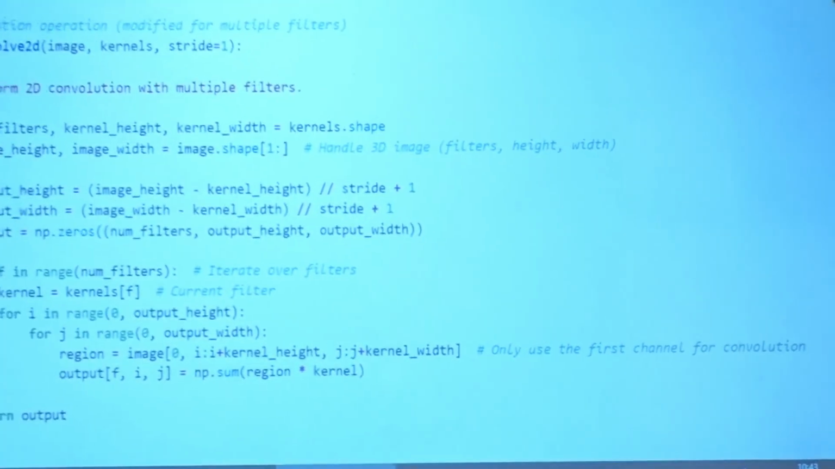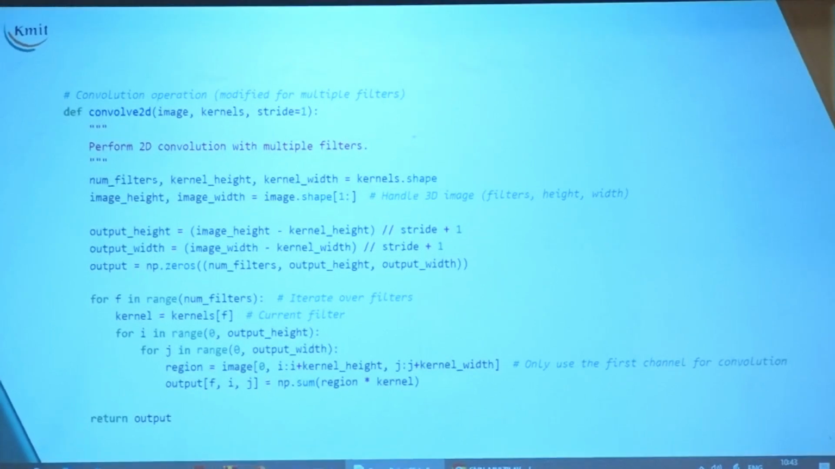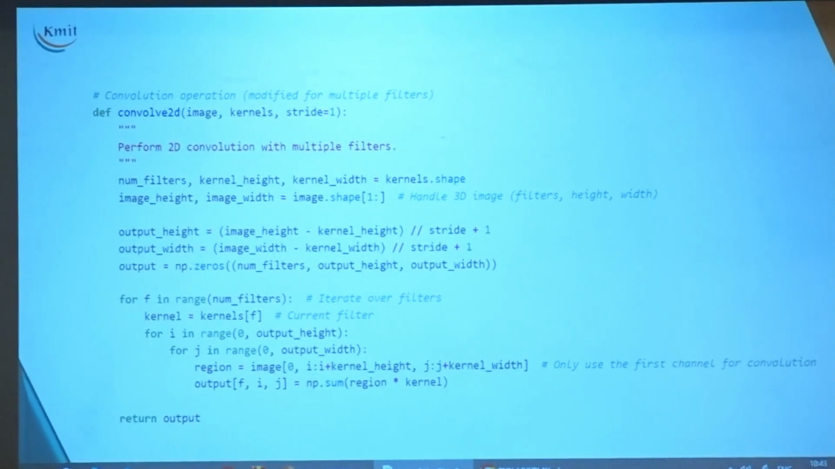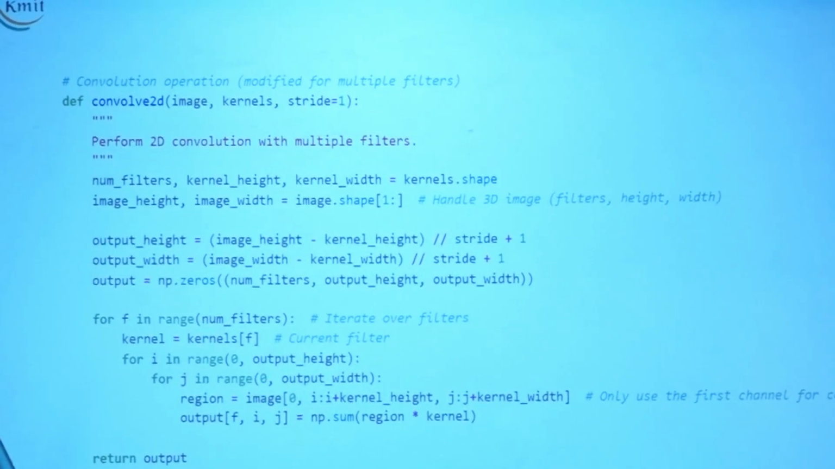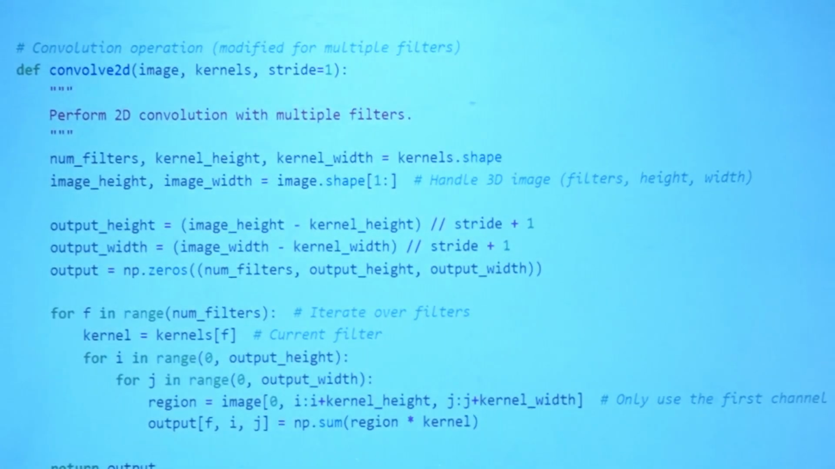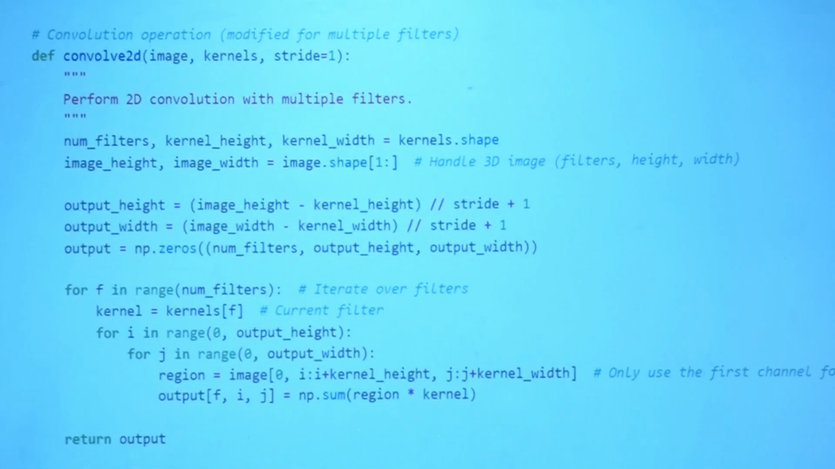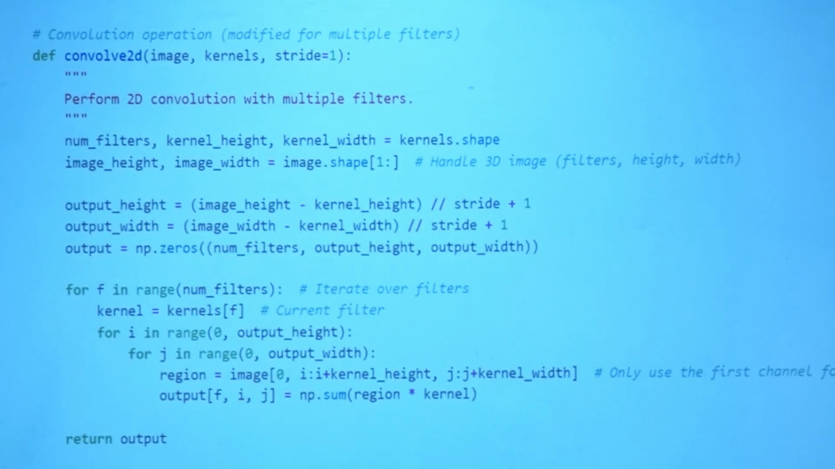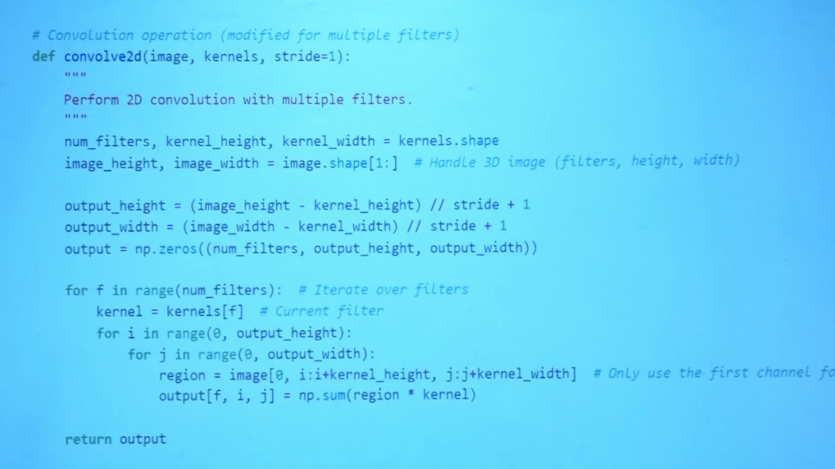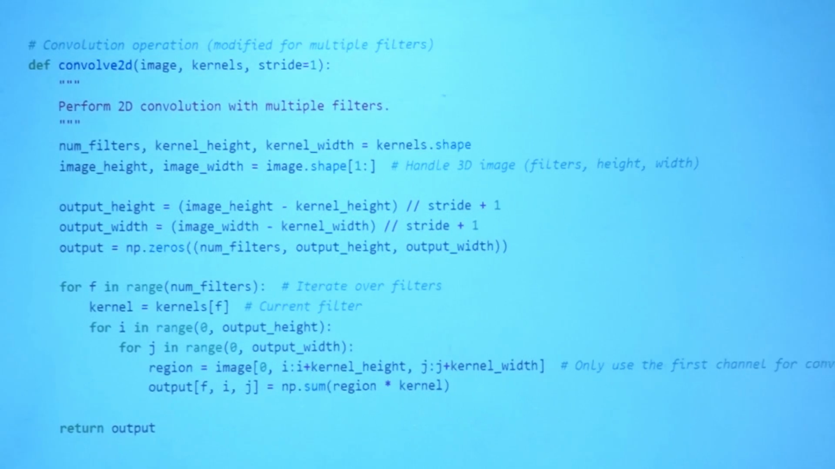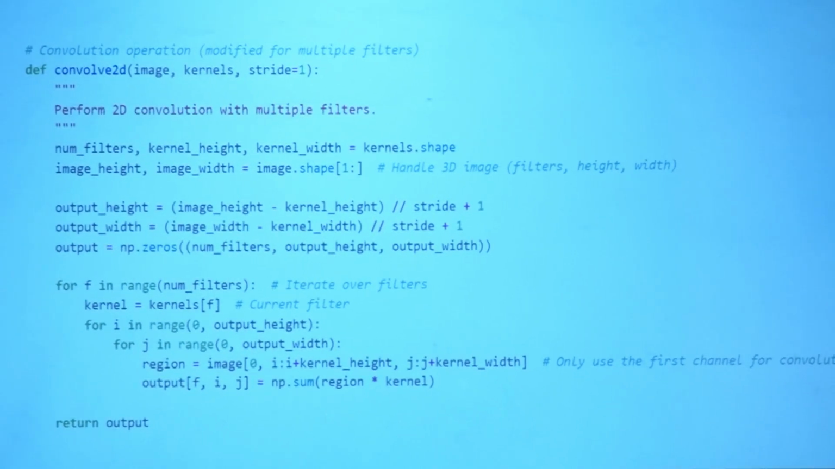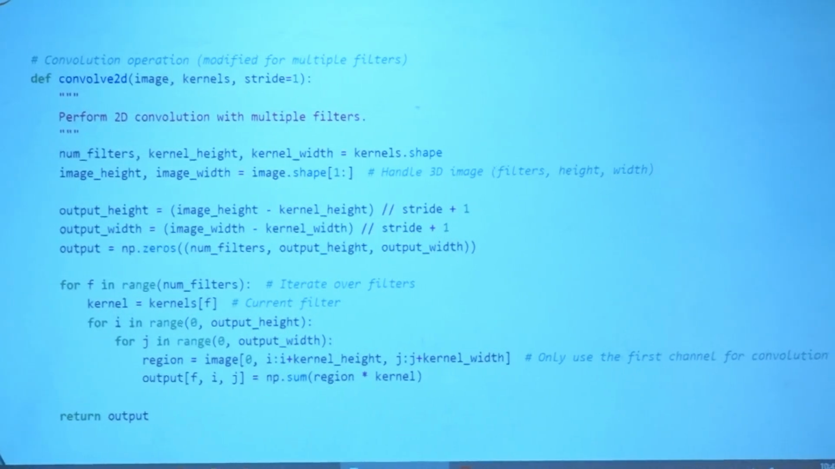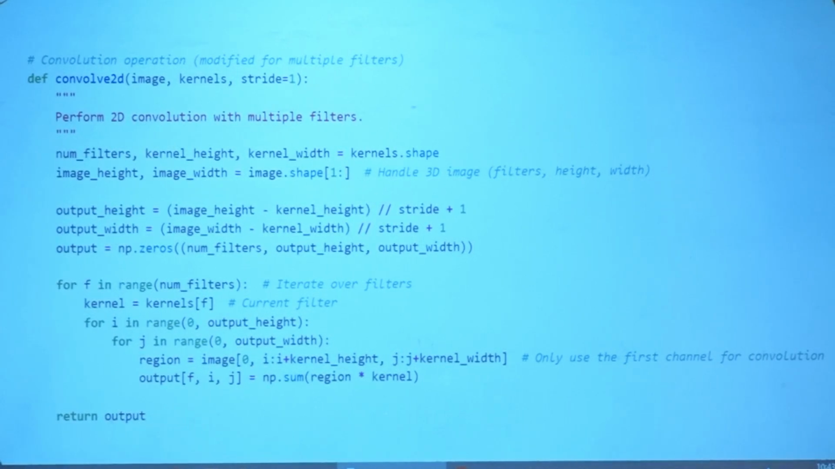So, this is how we calculate output height and width. And why am I taking output equal to np.zeros? My initial output is 0. I don't want anything. Once I perform the filter on the image, I want to append those values here. So I initialize the output image with zeros before I apply the filter.